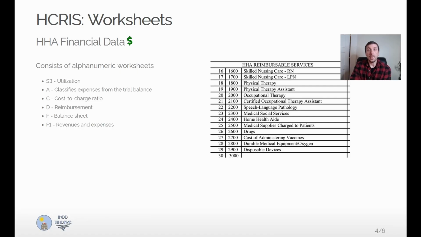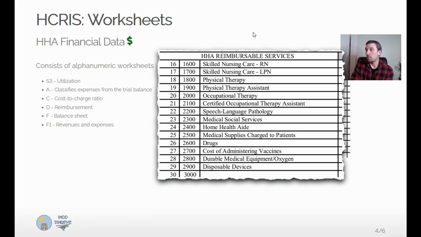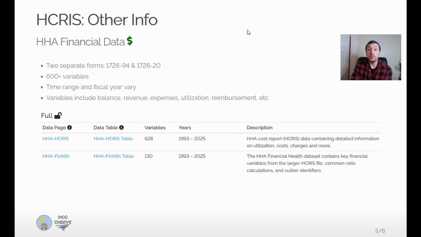So below on the left are some of the worksheets that we include. Utilization, worksheet A, classification of expenses. This is what we were talking about from before. And then C is the cost to charge ratio. D is reimbursement. And then F is balance sheet, unlike others where it's usually the G series. And on the right, you can see an example from worksheet A, which is some of the HHA, Home Health Agency, reimbursable services.